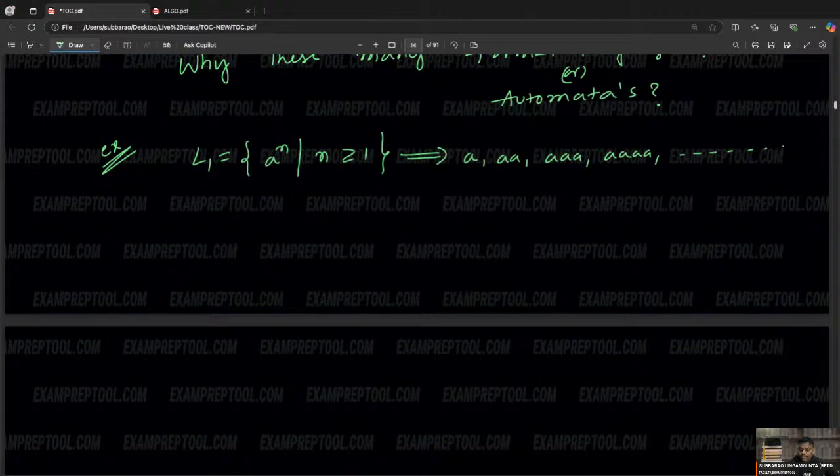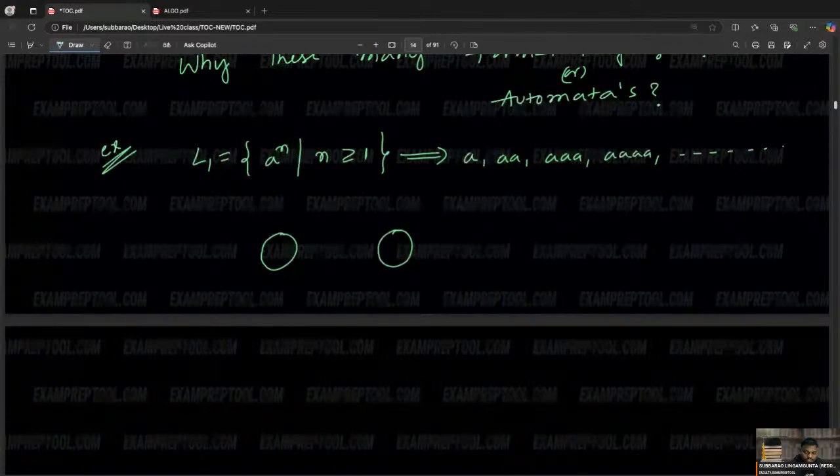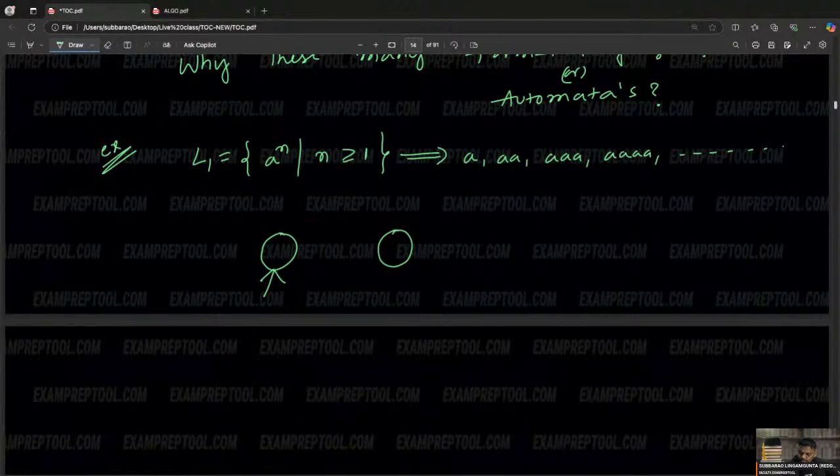Remember, an automata is a collection of states. A state is nothing but a circle. So 2 states I took. Whenever something is a starting state, keep an arrow symbol like this. Whenever something is a final state, keep a double circle.